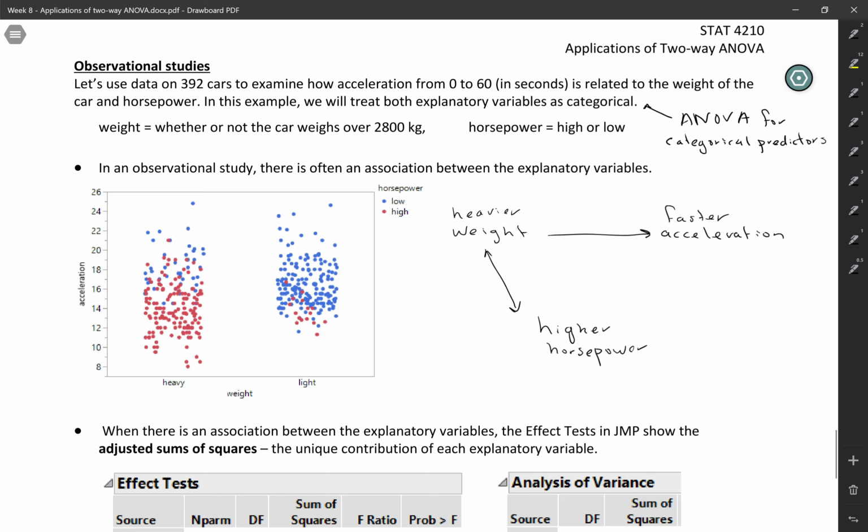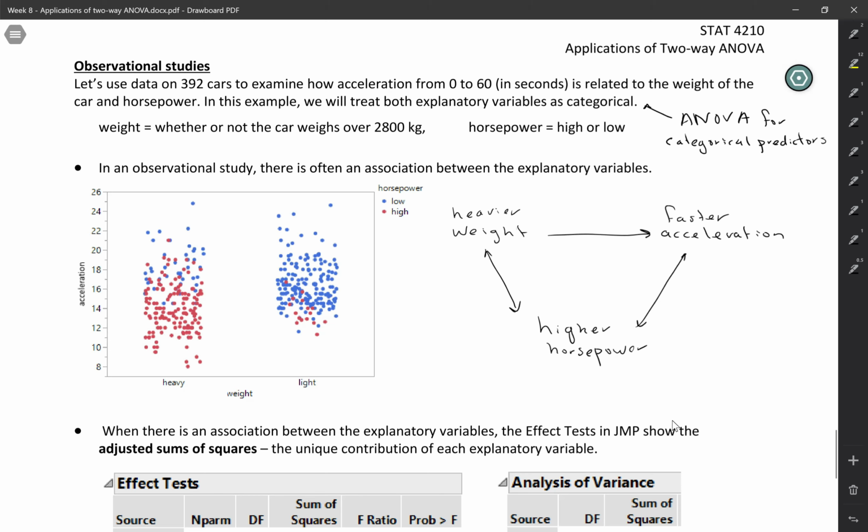We can also see that higher horsepower is associated with faster acceleration times because the red dots tend to be towards the bottom of the graph and the blue dots tend to be towards the top, where the longer acceleration times are. This graph in the notes is helpful if we want to look at confounding, if we want to see how all three of the variables are connected to each other.